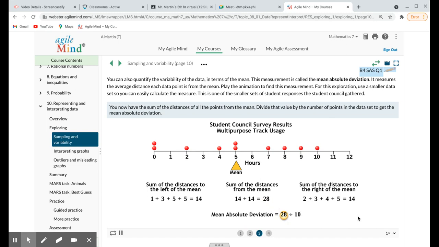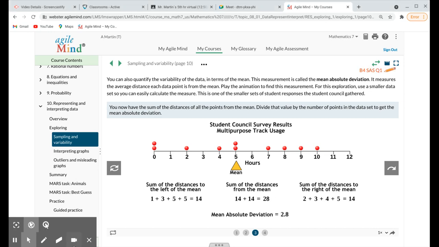And so, Vincent, once we get 28, you'll notice that we're dividing it by 10. Why do you think we're dividing it by 10, Vincent? Because we have 10 samples. Good job. We have exactly 10 samples. So we take 28 and divide it by 10 because there are 10 dots here. And whenever we do that, Tamarian, what is our mean absolute deviation? 2.8.